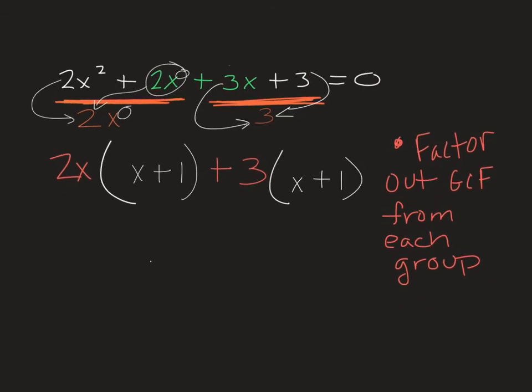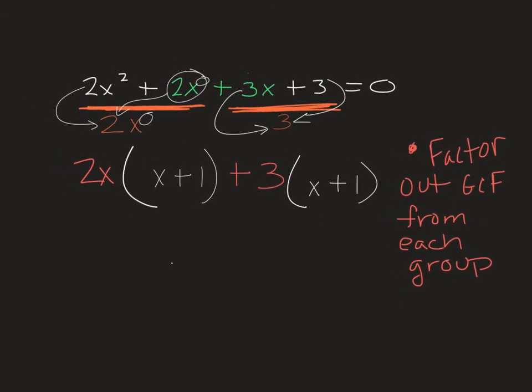So we know that we're doing it right at this point because we factored the greatest common factor out of each group. And notice we have an x plus 1 left over in both groups. So we know we're on the right track and we're ready to do the next step.